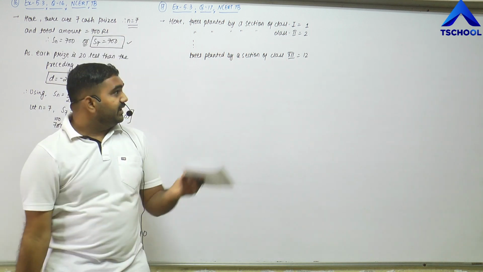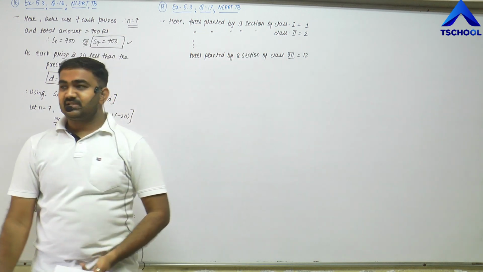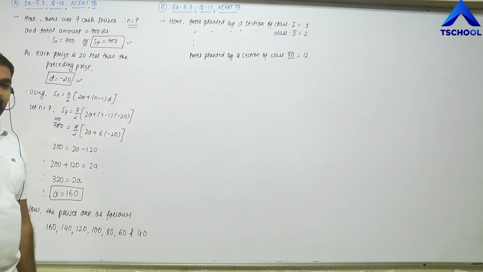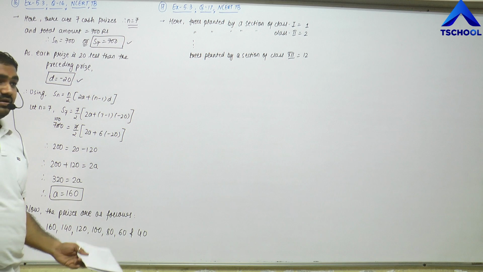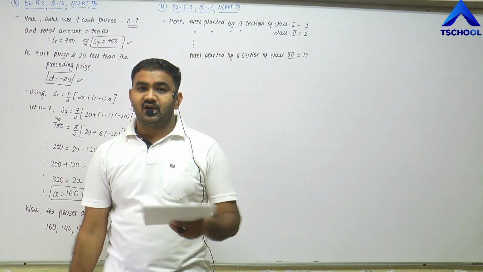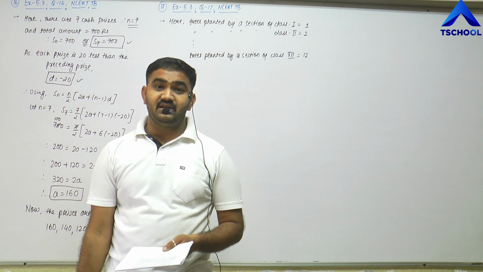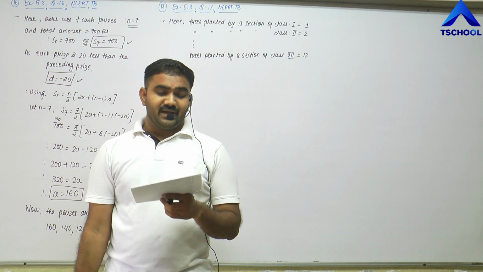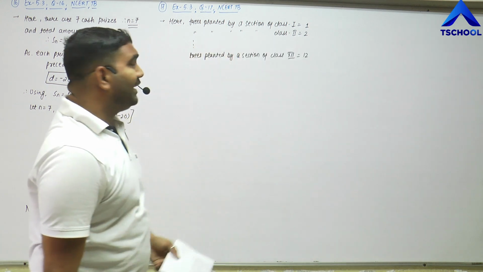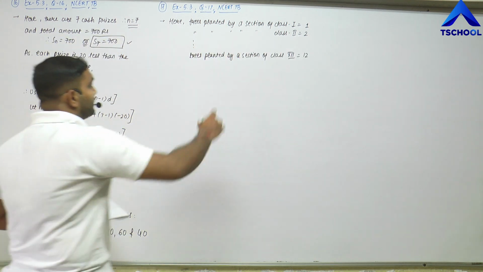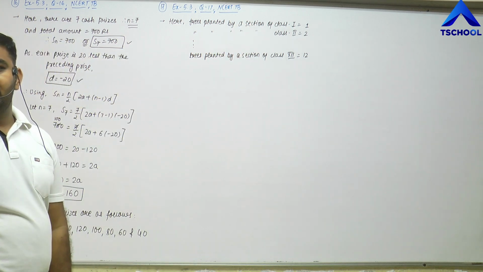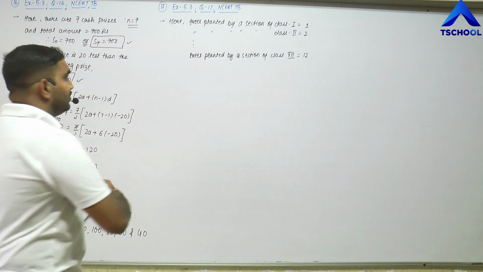So trees planted by class 1 is 1, class 2 is 2, up to class 12 is 12. But note, friends, this is not how many trees are planted in total. Again, it is said in the statement that there are 3 sections of each class. We have only taken one section, that is trees planted by a section of class 1, class 2, class 12. But there are 3 sections of each.